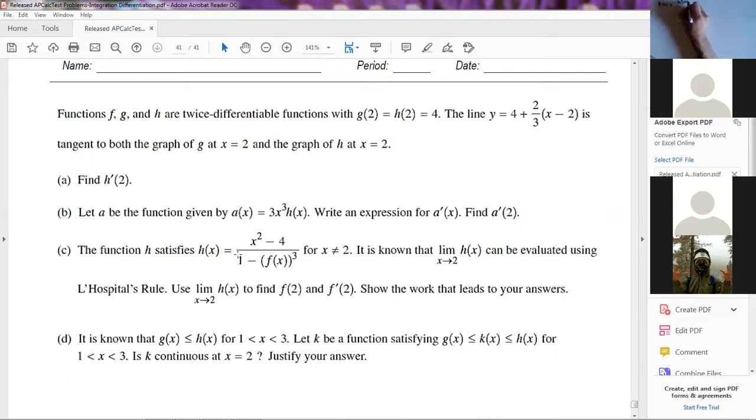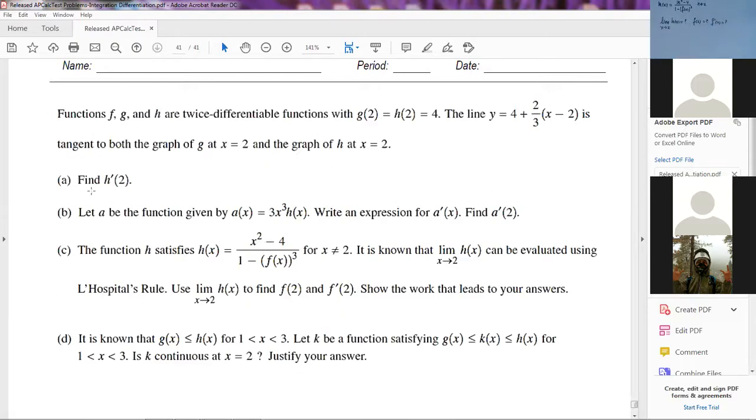So it's x squared minus 4 over 1 minus f of x cubed, for x different than 2. We need the limit at 2 of h of x. This one is to find f of 2 and find f prime of 2. Show the work that leads to your answer.